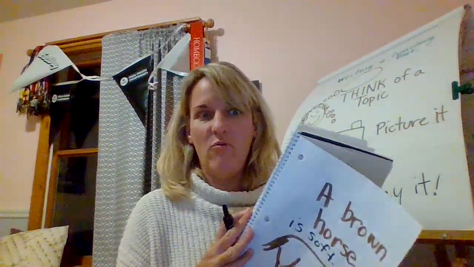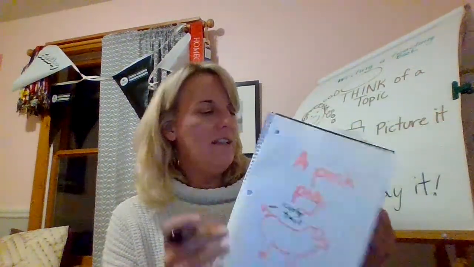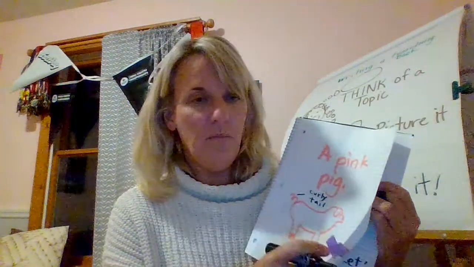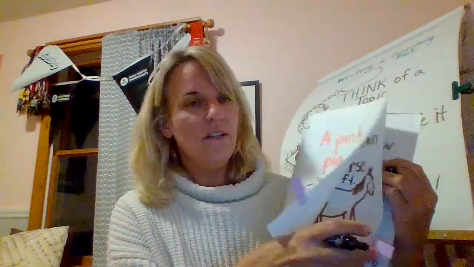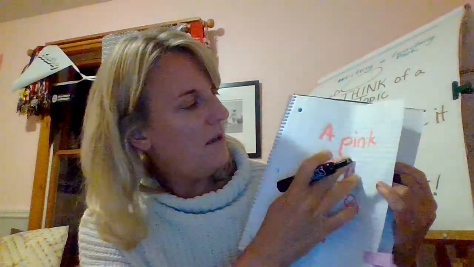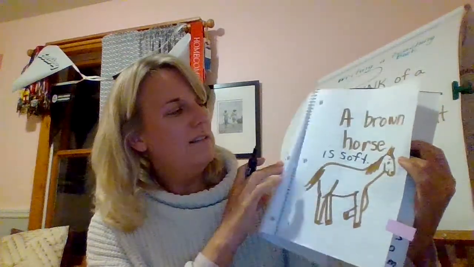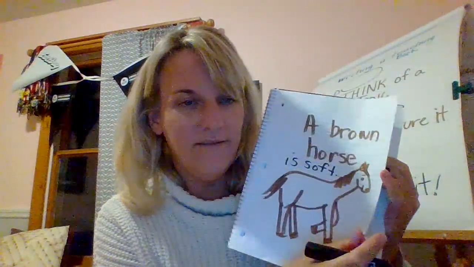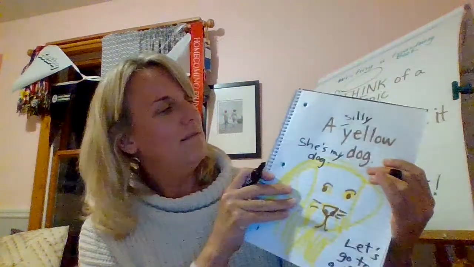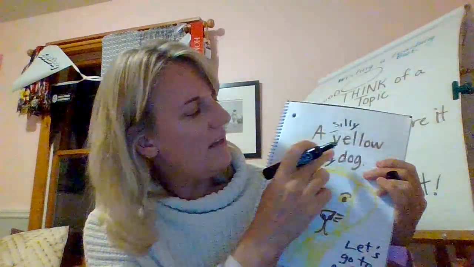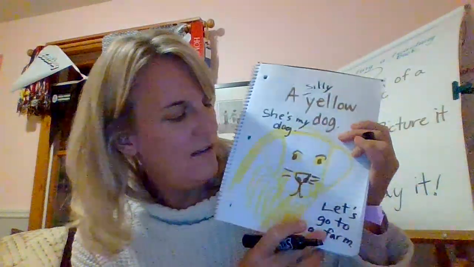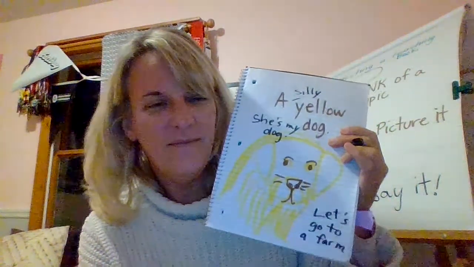I'm going to show you how it was before. So before it just said a pink pig, brown horse, a yellow dog. Now listen to my story. A pink pig, curly tail. A brown horse is soft. A silly yellow dog, she's my dog. Let's go to a farm. Boys and girls, do you see how my second book was so much better than my first one?